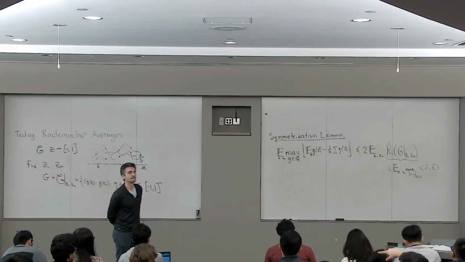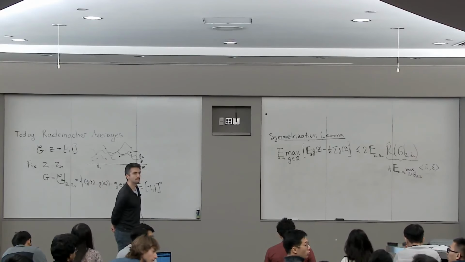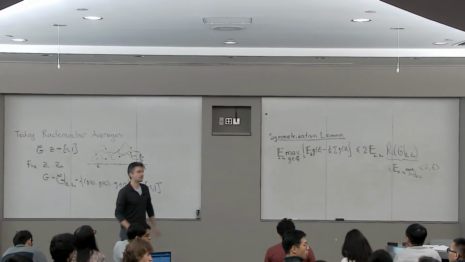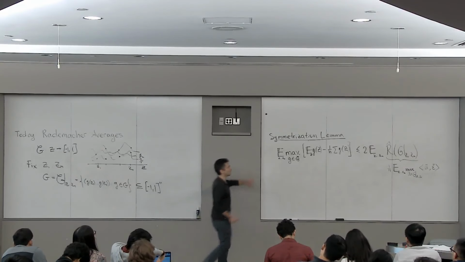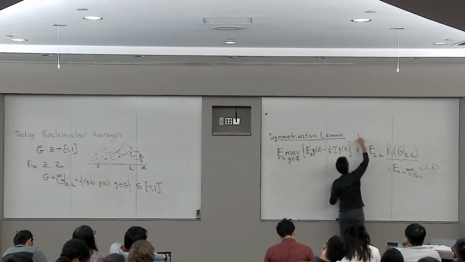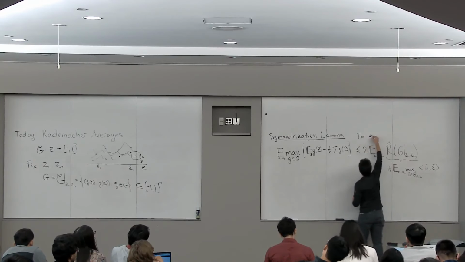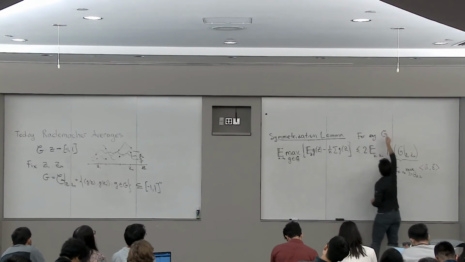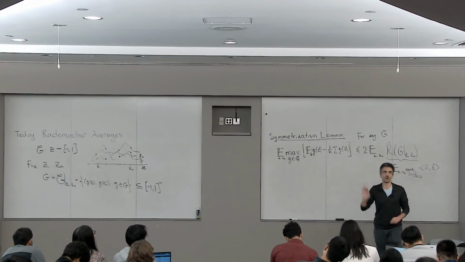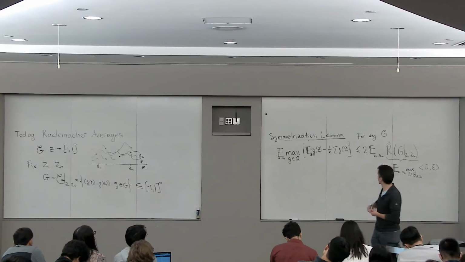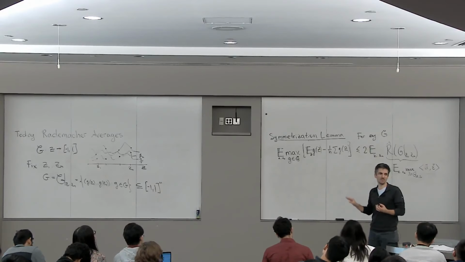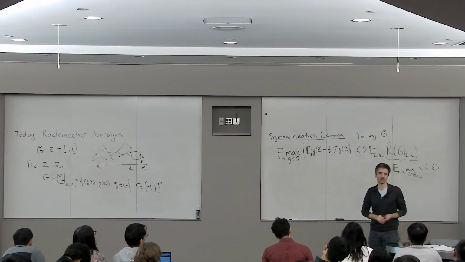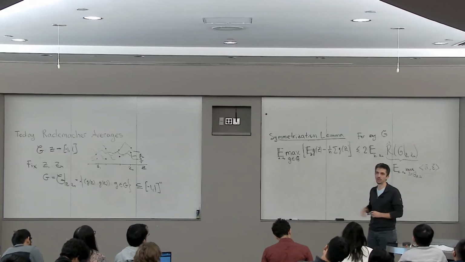Yes? It's the assumption that the loss function is between -1 and 1. Not important for this, no. For any G, this requires nothing. And the proof is really 3 lines. It's 3 messy lines, so I put it in the slides, but you can read it if you want.